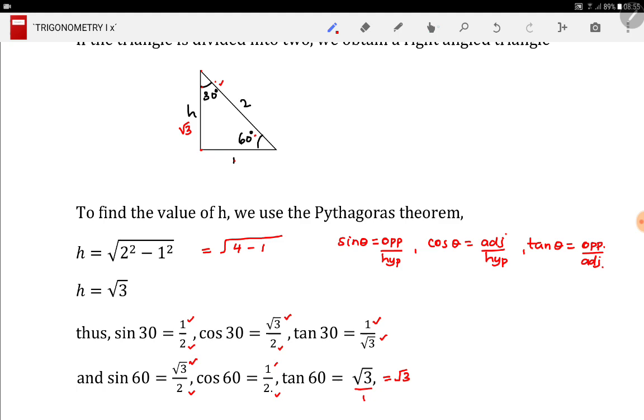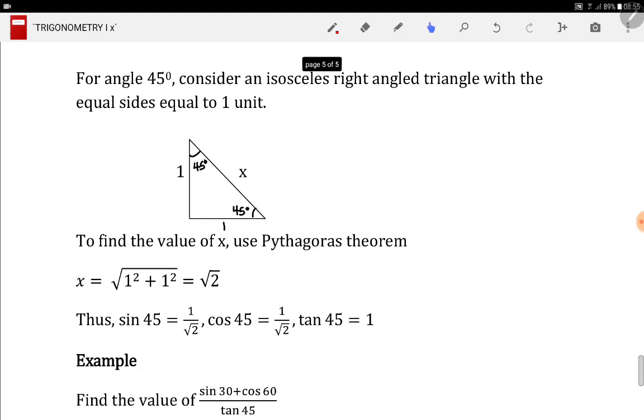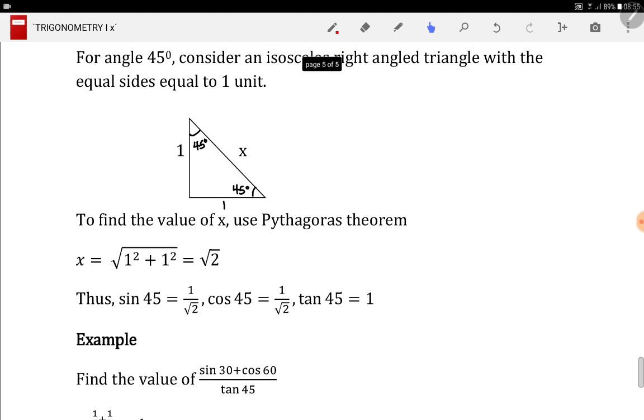Now, to obtain the trigonometric ratios of angle 45, we will consider a different triangle. So, for angle 45 degrees, consider an isosceles right-angled triangle with the equal sides equal to 1 unit. So, if this is a right-angled triangle and the two sides are equal, then these two angles should also be equal. And the two angles have a value of 45 degrees.